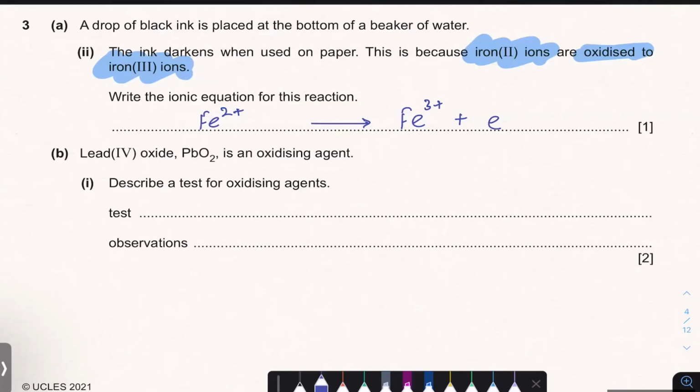Describe a test for oxidizing agent. What should I react it with? एक चीज को मैंने prove करना है कि oxidizing agent है. What should I react it with? I should react it with a reducing agent, the opposite. So my oxidizing agent, एक ही syllabus में हमें याद करना है KMnO4, a reducing agent, KI. So we'll say pass through potassium iodide aqueous. Yeah, aqueous potassium iodide. An observation, colors, colorless to brown. And there you go, done.